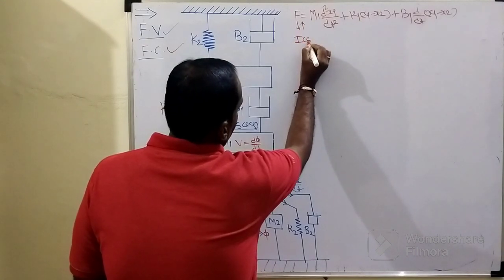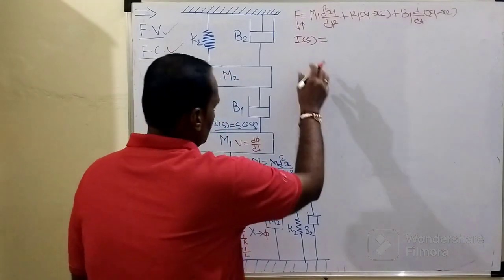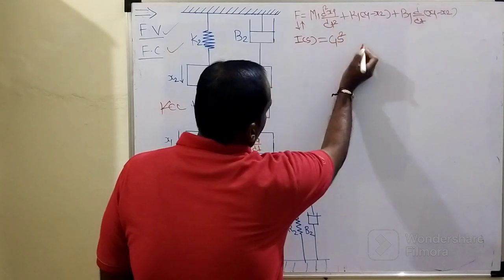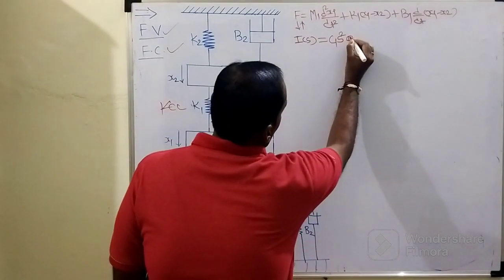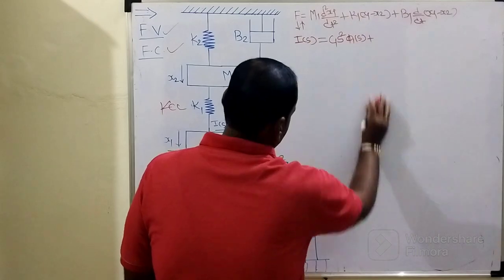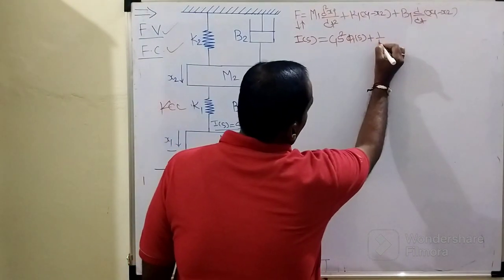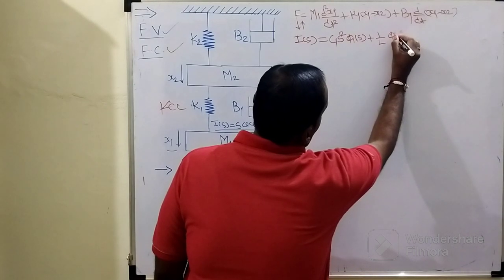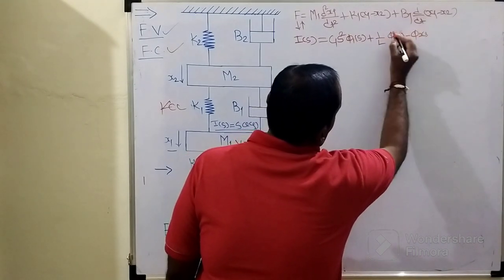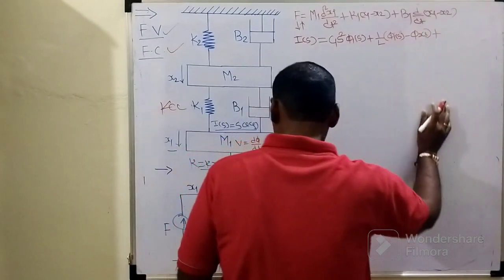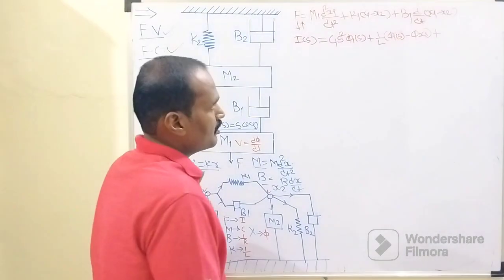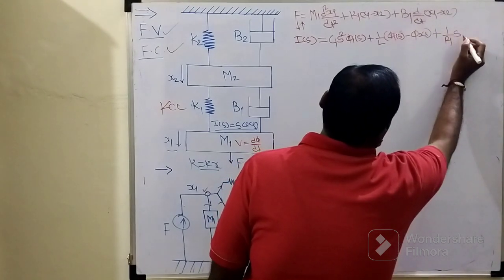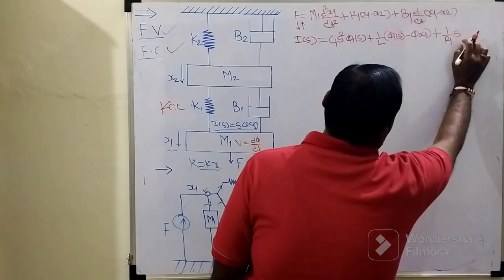F is analogous to I, force current analogy, so I(s) equals, M being analogous to C, C1 into the Laplace variable s squared, X being analogous to phi, s squared phi1(s), plus K being analogous to 1 over L, 1 over L into x analogous to phi, so (phi1(s) minus phi2(s)) in parentheses, plus B is analogous to 1 over R, the reciprocal of R, conductance, so 1 by R1, first order differentiation, Laplace variable s. X is analogous to which term in this force current analogy?